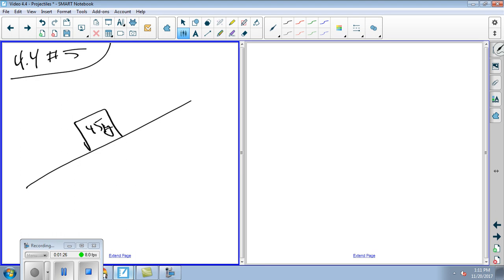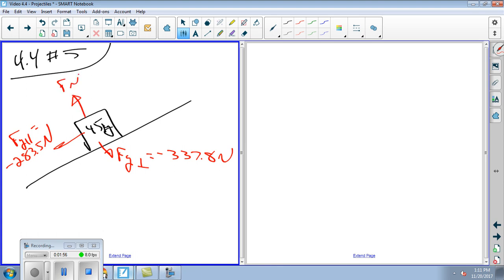All right, so if you do that, your Fg parallel here ends up being negative 283, well, we can call it negative 283.5 newtons. Your perpendicular component ends up being negative 337.8 newtons, which means my normal force is also 337.8 newtons. Cool? All right.